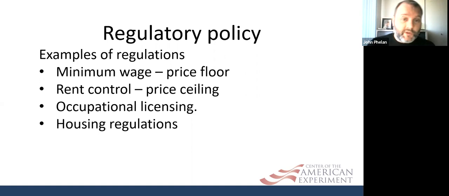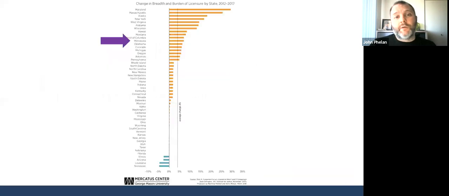What's the situation with occupational licenses in Minnesota? Unfortunately, this chart here is not the easiest to read. This shows you the growth in the occupational licensing burden in all the US states between 2012 and 2017. And because it's not the easiest to read, I've put that big purple arrow there. You can see that's Minnesota. Our regular occupational licensing burden grew at the 11th fastest rate over those 5 years. So that's not good. We don't want to be seeing that.